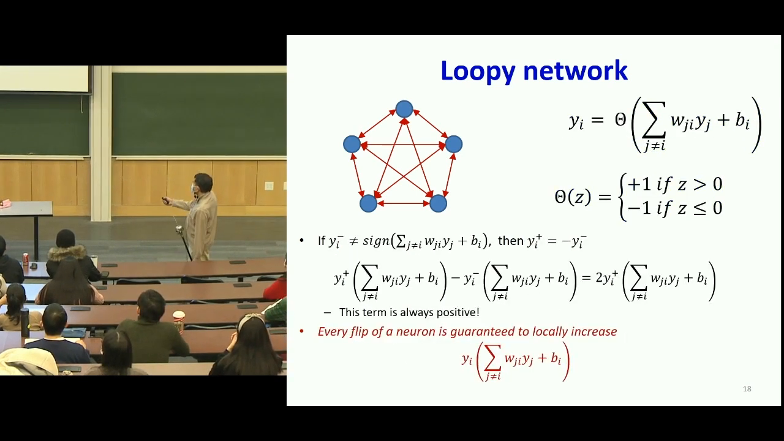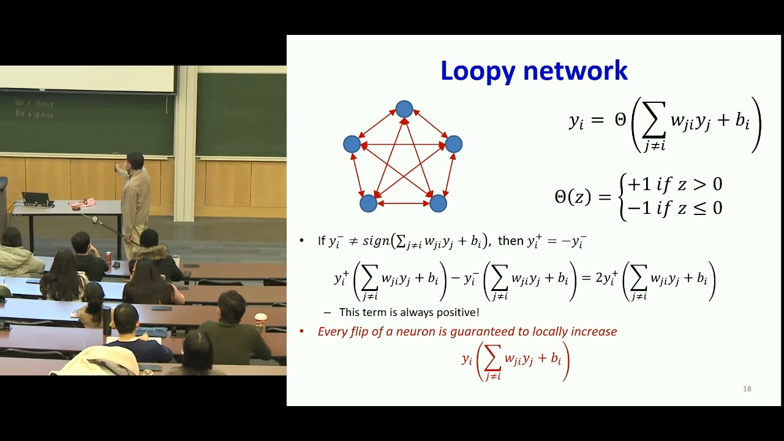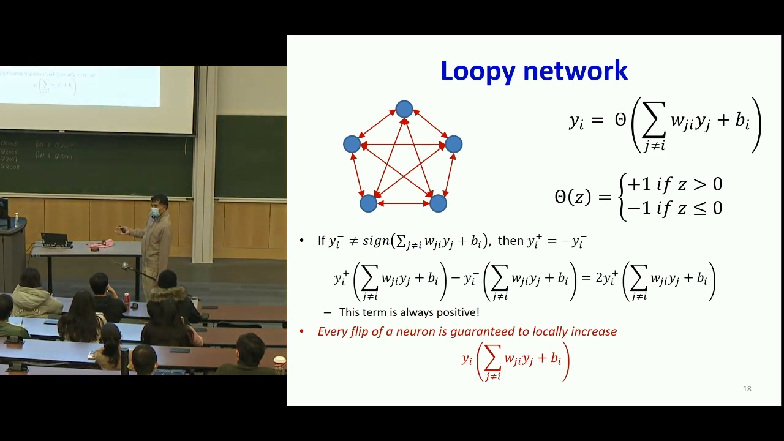So every flip of a neuron is locally guaranteed to increase the product of the output of the neuron and the field of the neuron, right? And the exact amount by which it's going to increase is going to be 2 times the output of the neuron times the field of the neuron. Now, the output is always binary, right? So it's simply going to be 2 times the magnitude of the field. The output is either +1 or -1, the way we set it up.